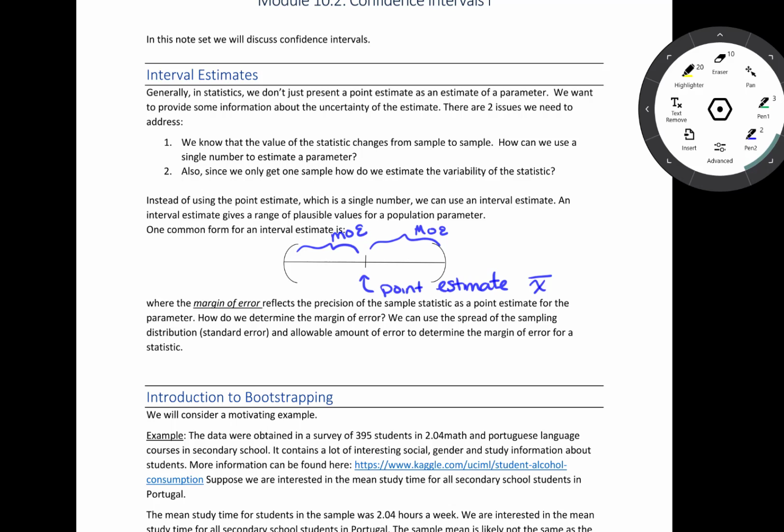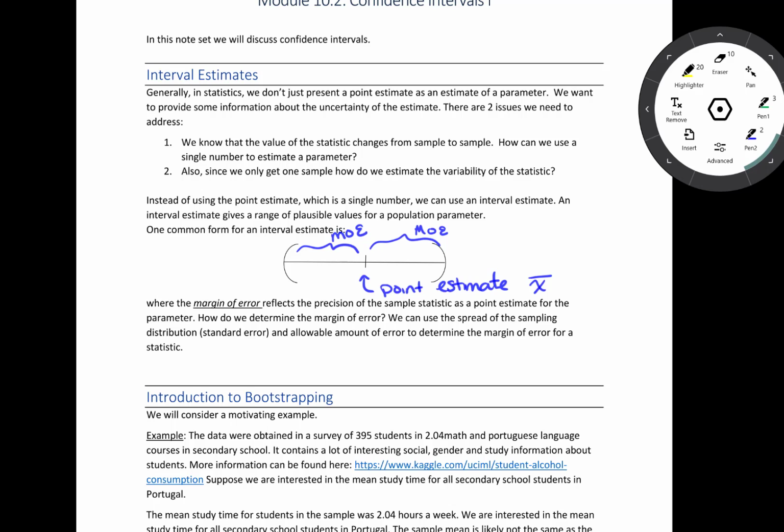Now, one thing that we are assuming here in this picture is what's called a symmetric interval. In other words, the endpoints are equal distance from the center where our estimate is. You do want to be aware that confidence intervals don't have to be symmetric. You can have ones that are not, and that may depend on the sampling distribution. So just keep that in mind, but the most common ones that we see are going to be symmetric.